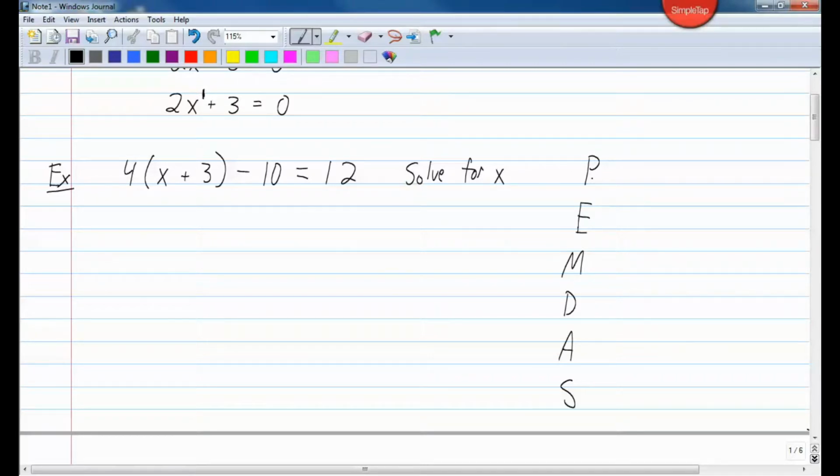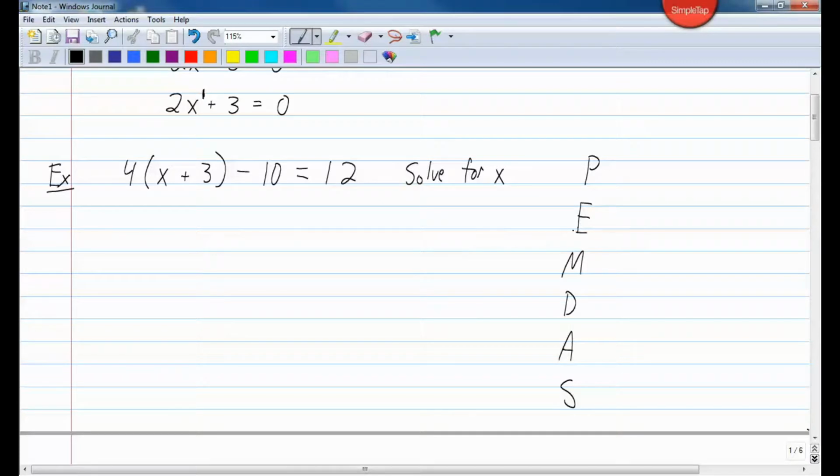Parentheses: if you can work things inside of parentheses and simplify, you want to go ahead and do that. Then exponents. If you can evaluate exponents, do that. Then multiplication and division. If you have any multiplication or division going on, you need to go ahead and do that. And lastly, addition and subtraction. I have parentheses up here, but there's nothing to do inside the parentheses. I can't say that x plus 3 is 3x. It doesn't work like that. So I just leave that like that.